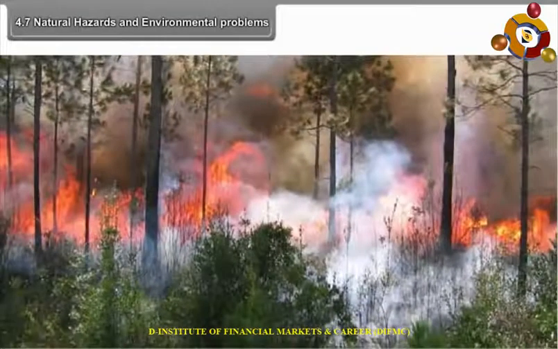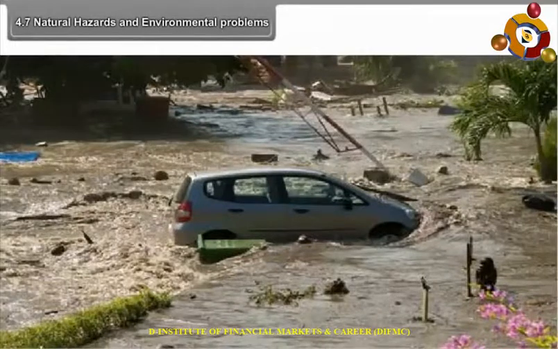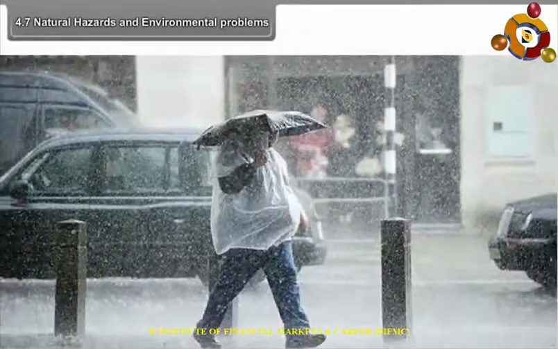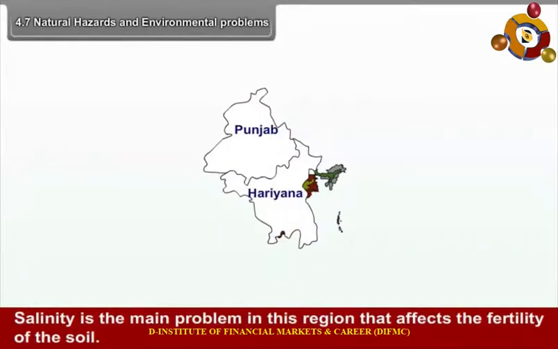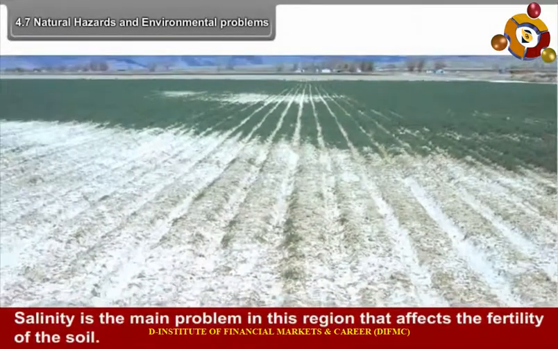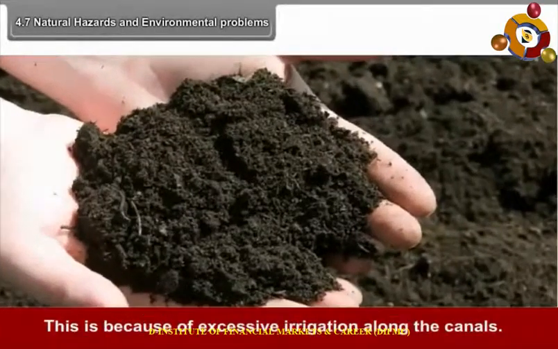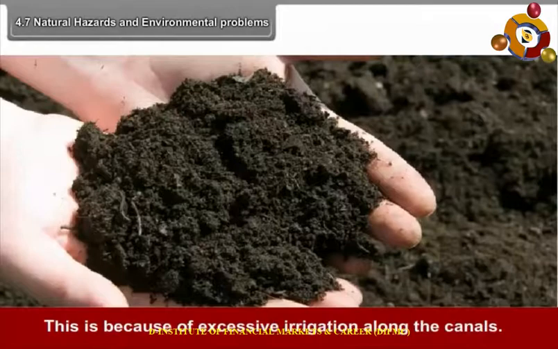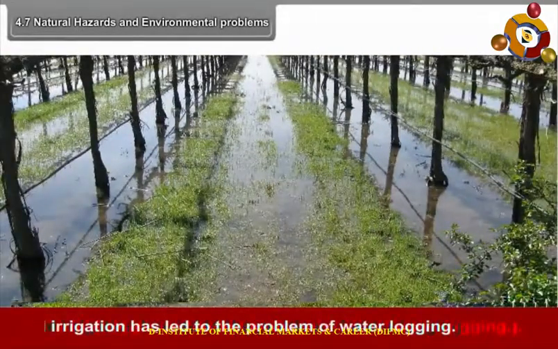4.7 Natural hazards and environmental problem. Salinity is the main problem in this region that affects the fertility of the soil. This is because of the excessive irrigation along the canals. Canal irrigation has led to the problem of waterlogging.